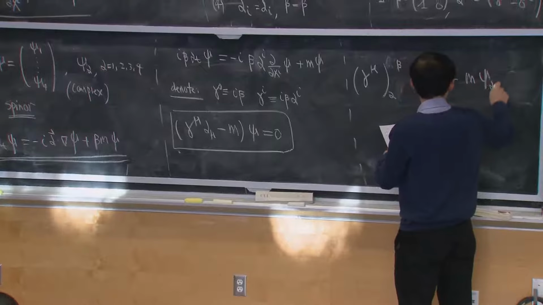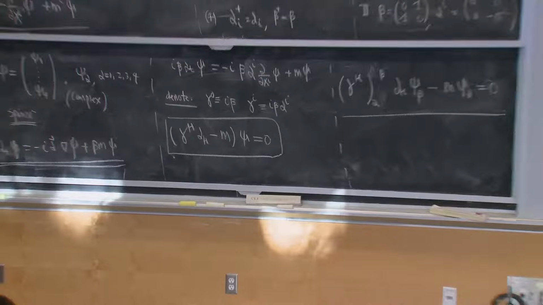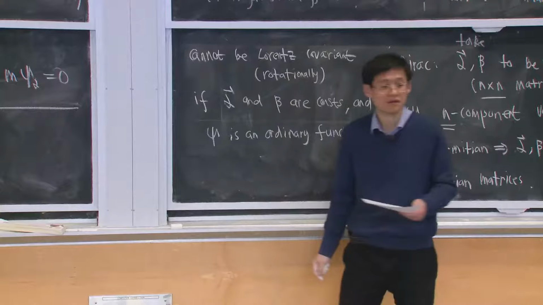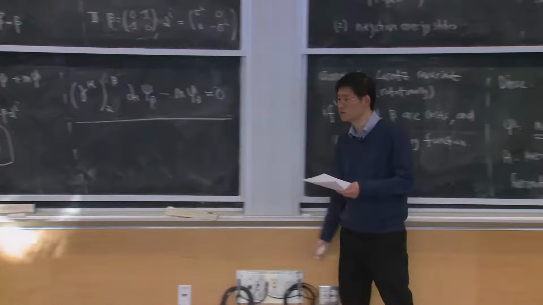Okay, so this is a matrix equation. They are all together four equations. So beta is summed because beta is repeated, and the mu is also summed. So this is a little bit intricate equation, but once you get used to it, it's not that difficult.